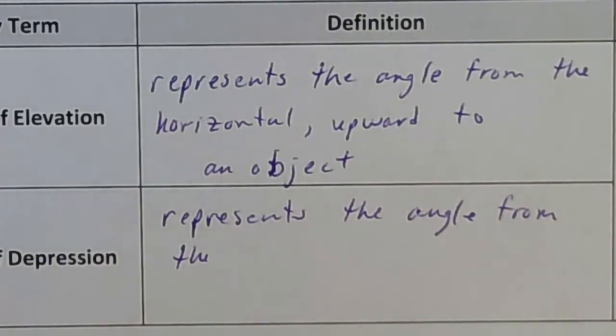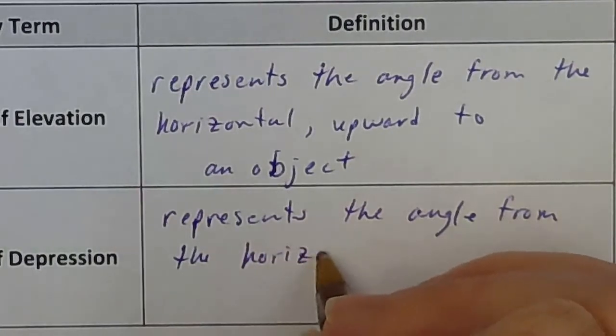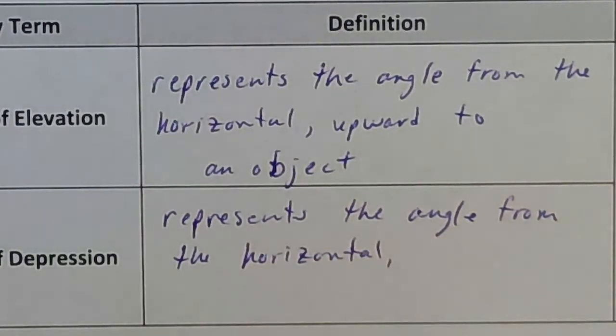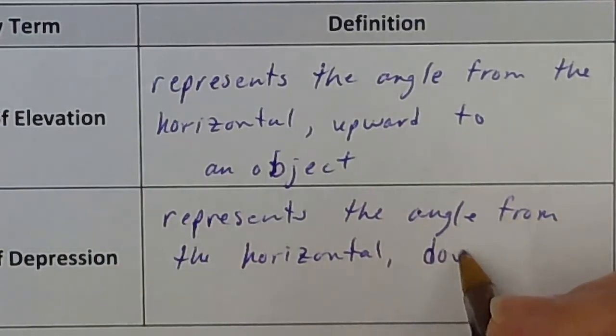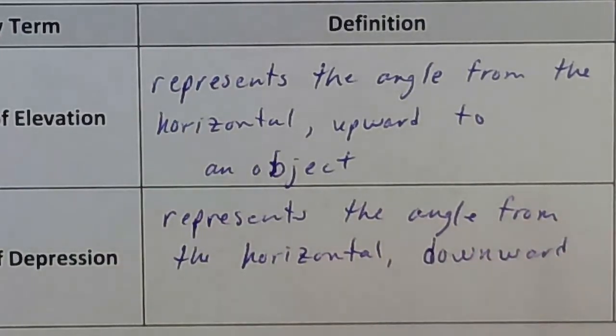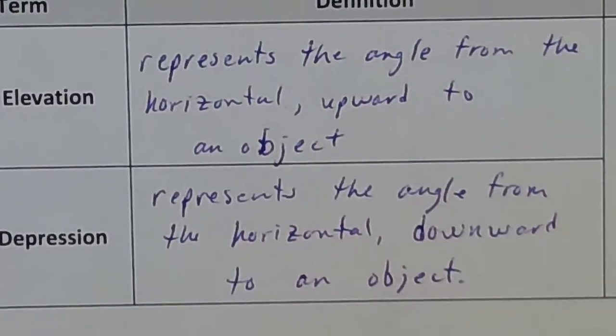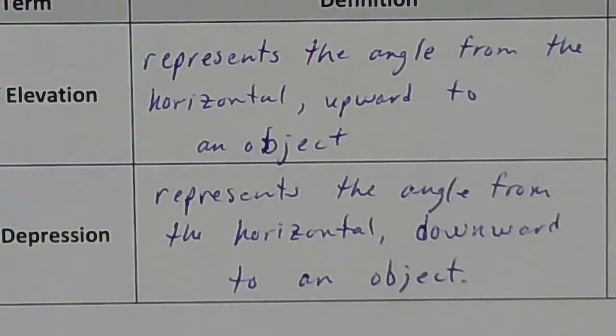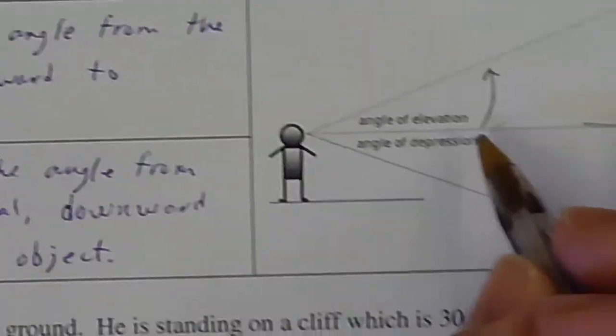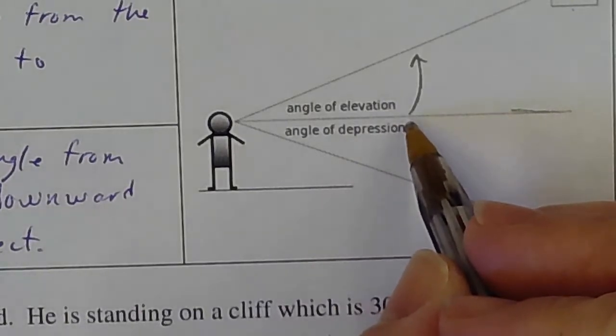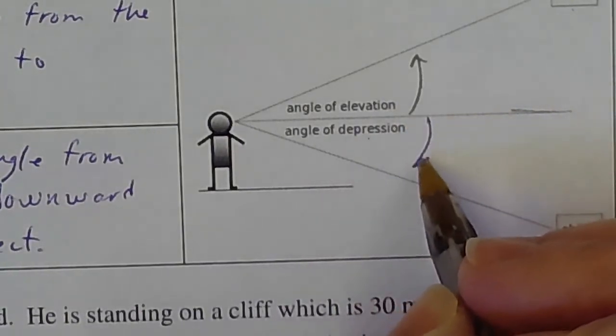Angle of depression also starts from the horizontal. My difference now is that it's going downward to an object. It seems like a very easy concept. However, time and time again, students place angle of depression in the wrong spot. So you've got to remember both of them have to start from the horizon when you create your sketches. Angle of depression starting here, now rotating down.